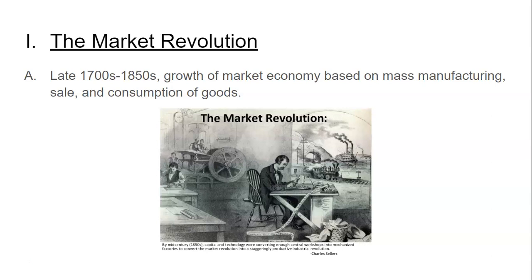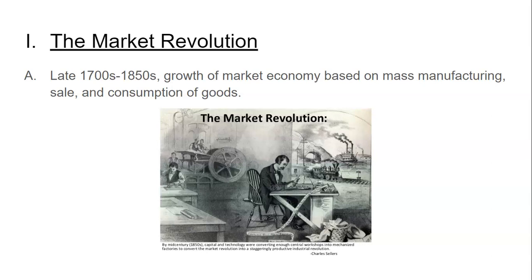And if you think about it, a market is somewhere you go, like a supermarket or an outdoor farmer's market, where you buy and exchange goods. So the market revolution is this time period in American history where we see our economy becoming really based on mass manufacturing of goods in places like factories, people buying those goods, which we call consumption, or consumerism, and then people making money off of that through the sale of those goods.